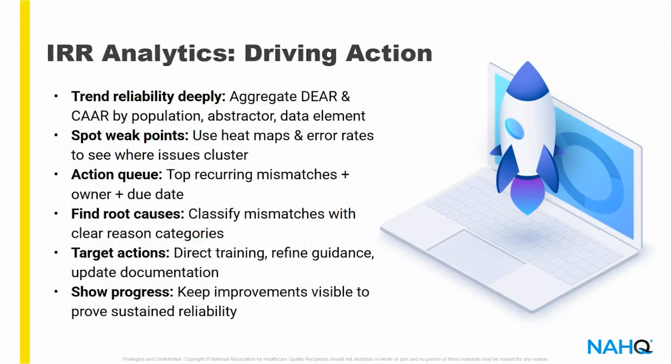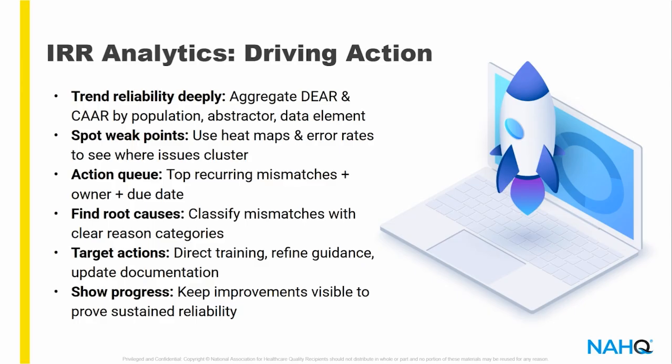Let's discuss how to turn our IRR data into insights. While spreadsheets provide a snapshot of agreement rates per case, the real power comes from aggregating and analyzing results over time. Start by trending your DIR and CAAR over the cycles, whether that's monthly or quarterly. Then slice it by population, abstractor, and data element. Use trend lines to determine if agreement is improving, stabilizing, or slipping.